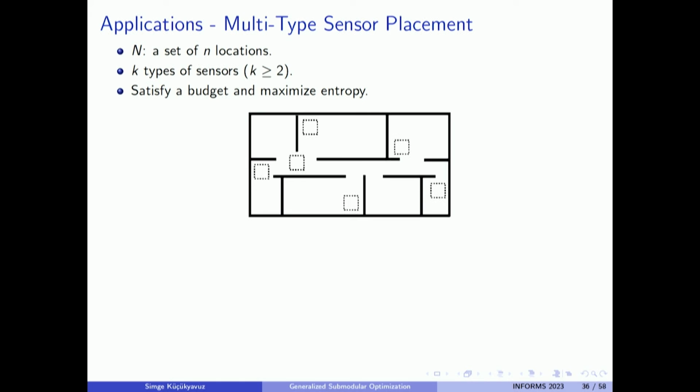So in, again, the sensor placement setting, this is the building that we have, a smart building. We're trying to install multiple types of sensors, and we want to decide where to locate each type. So blue is one type, and orange is another type. Where to locate which type of sensor.